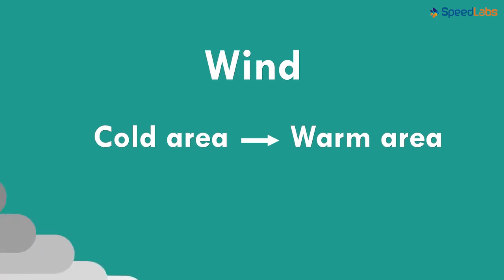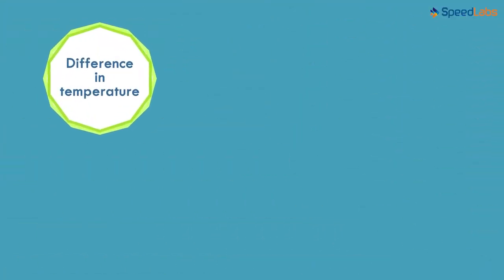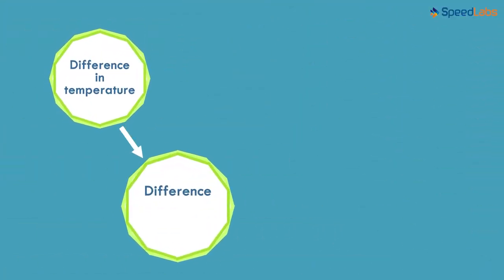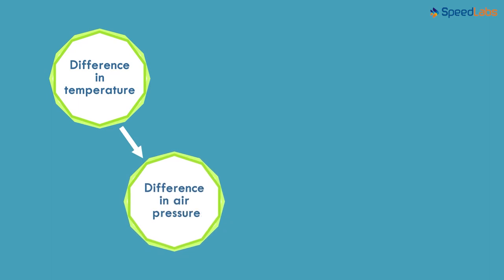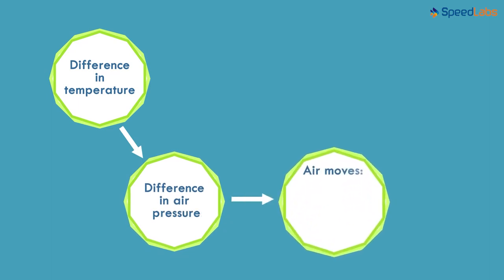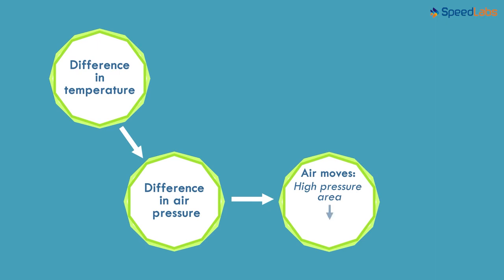It's all interconnected. The difference in temperature causes the difference in air pressure. This results in movement of air from a high pressure area to a low pressure area. This air movement in nature causes wind currents.